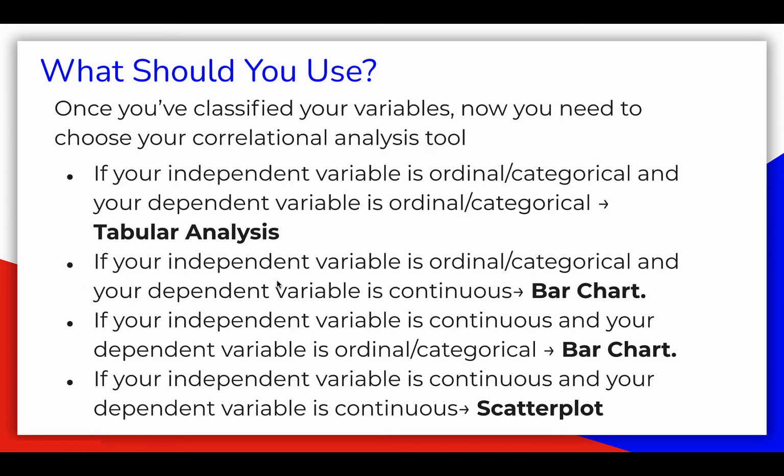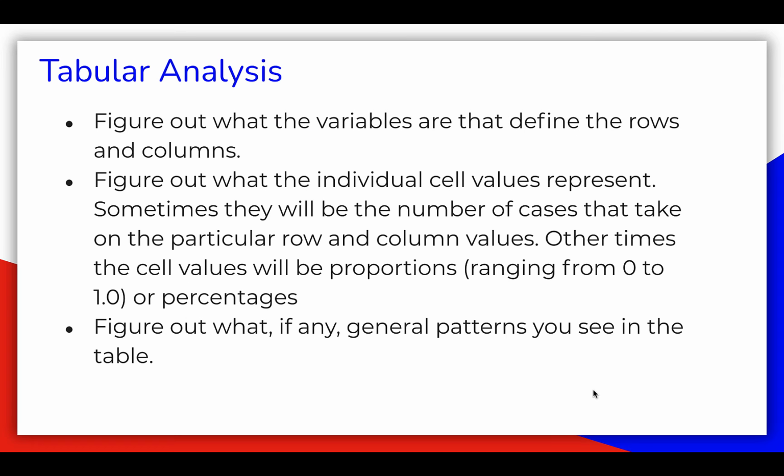If your independent variable is ordinal or categorical, and your dependent variable is continuous, then you will use a bar chart. If your independent variable is continuous and your dependent variable is ordinal, you would again use a bar chart. And then finally, if your independent variable and dependent variable are both continuous, you would use a scatter plot. So let me show you examples of each of these.